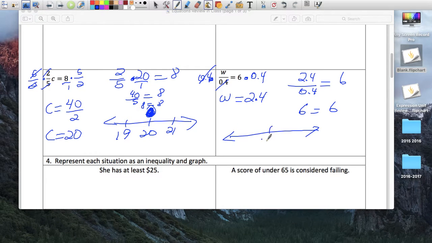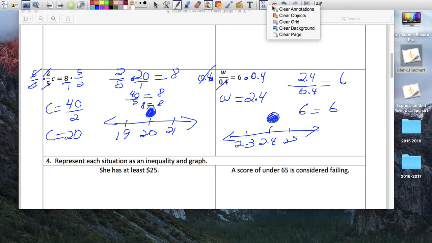Graph this. 2.4, 2.5, 2.3. Circle on top of 2.4 and just shade it. Okay, this is an equation, so we don't need to go left or right.